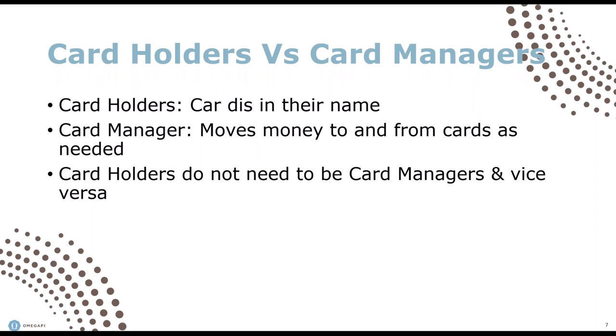Also within the Officer Purchasing Card Program, we have two different roles. We have cardholders or card managers. A cardholder is someone that has their card within their name, and that they are able to use that card to make purchases on behalf of the chapter. A card manager is someone that has the ability to move money on or off of the card as needed.